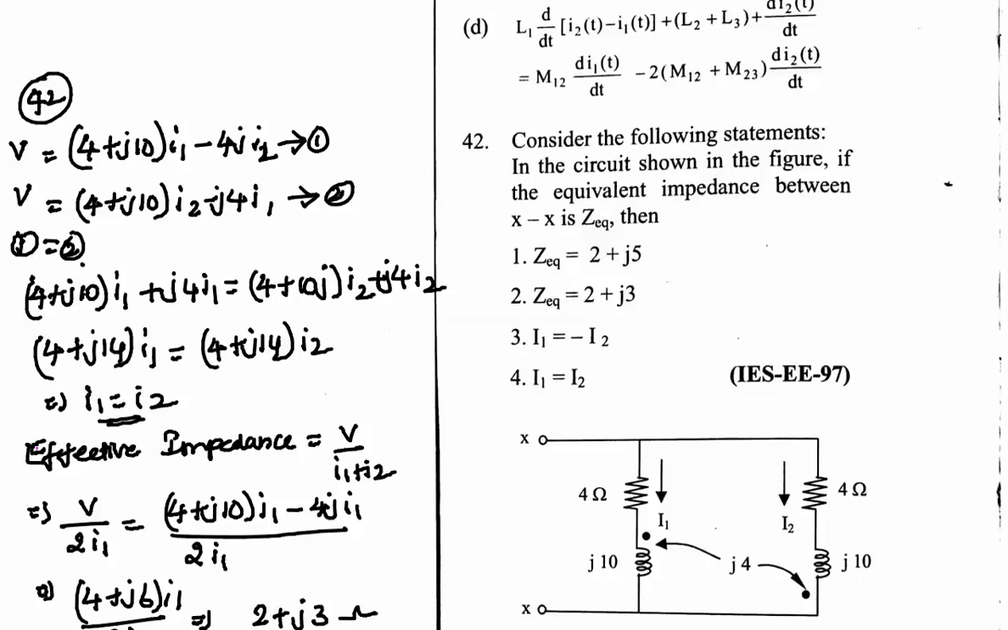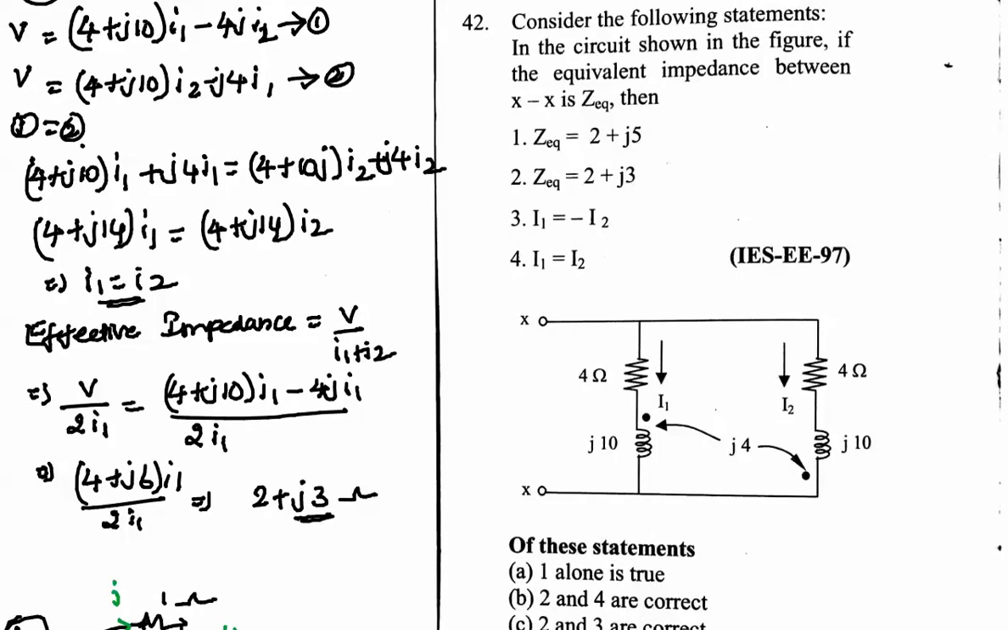Next, consider the following statements in the network shown in figure. We need to find the equivalent impedances. In order to find the equivalent impedances here and check these 4 conditions, first I will write V. So V is equal to 4 plus J10, this is because of self inductance, into I1 plus because of the mutual inductance of the other coil. Here the current is entering at the positive terminal and leaving here, so we will get minus sign here.